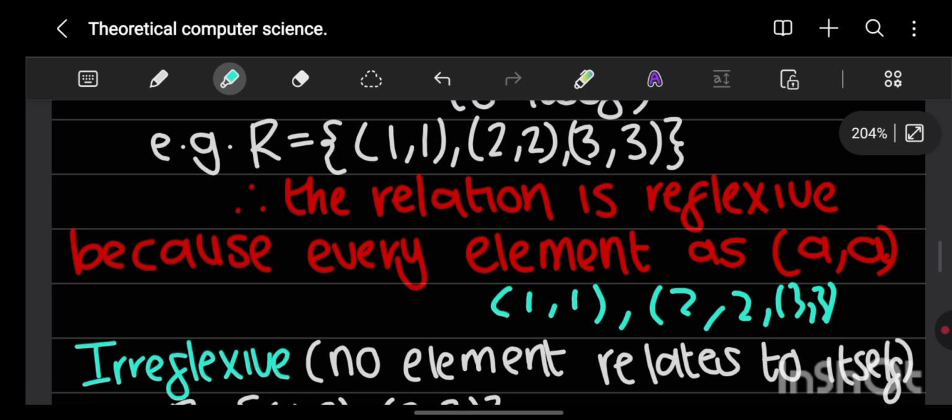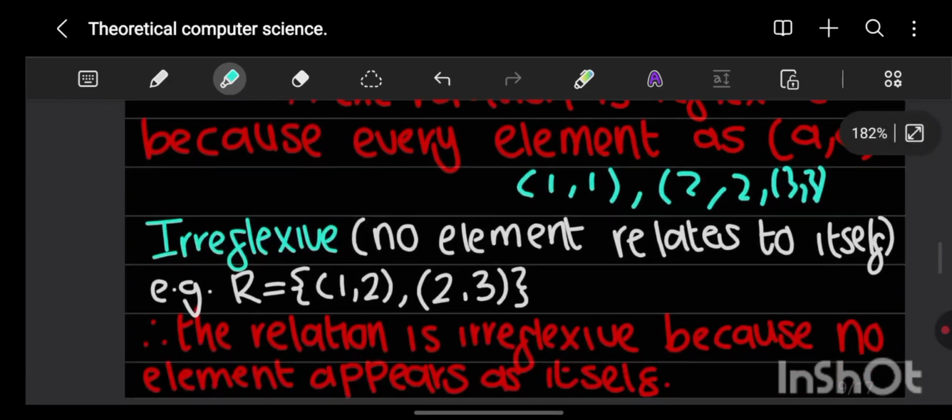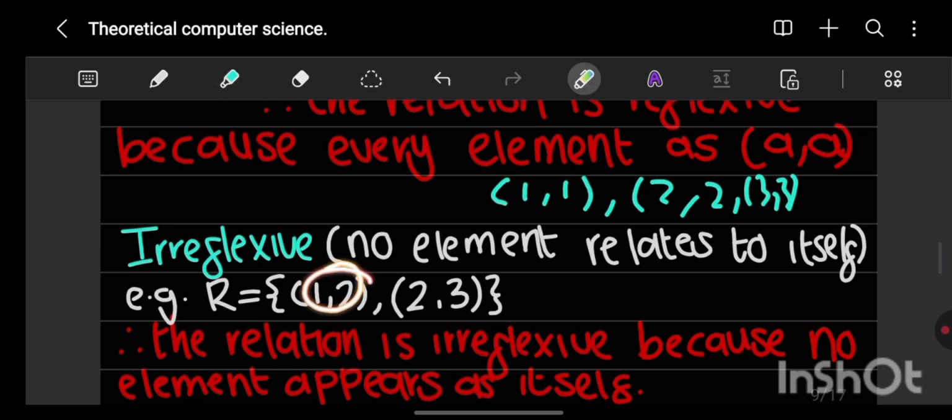And then secondly, we have irreflexive, which is quite the opposite of that. That's when no element relates to itself. So if you have something like this, there's nothing like (1,1), (2,2), or (3,3). So the relation is irreflexive because no element appears as itself.